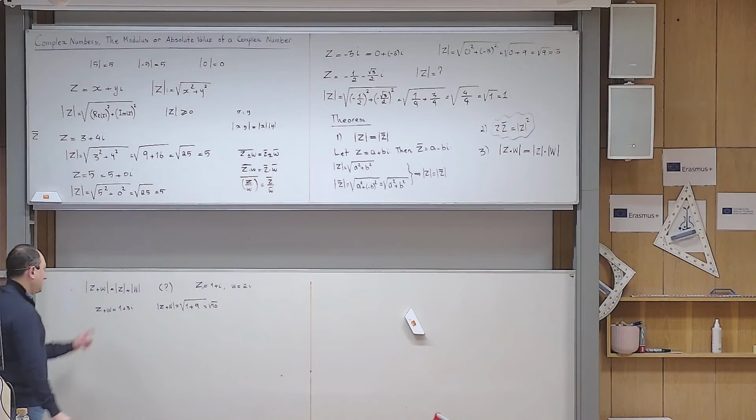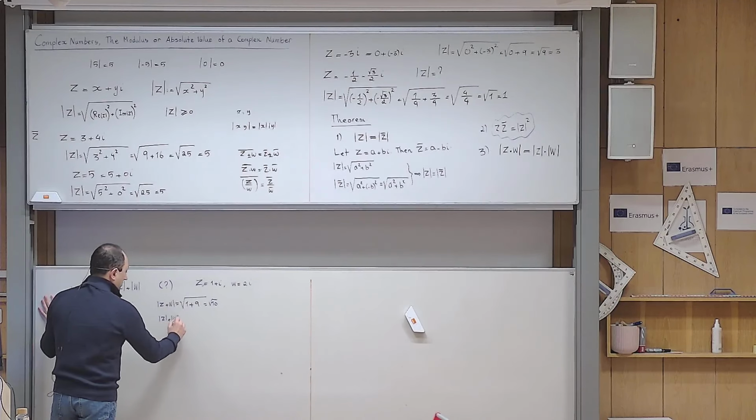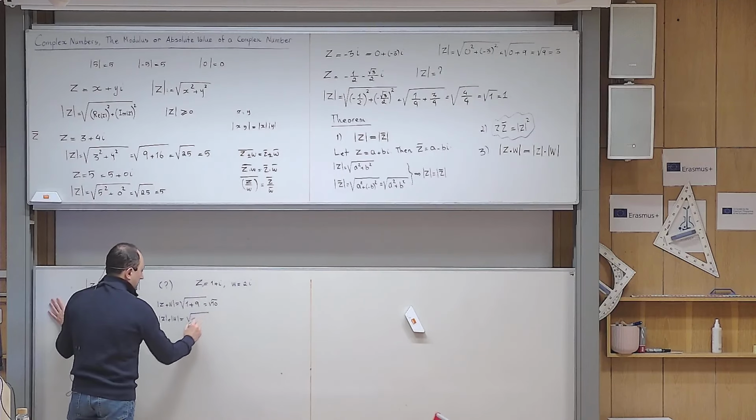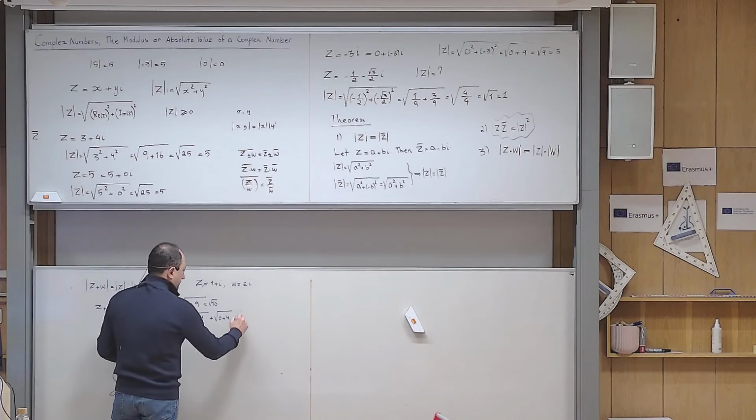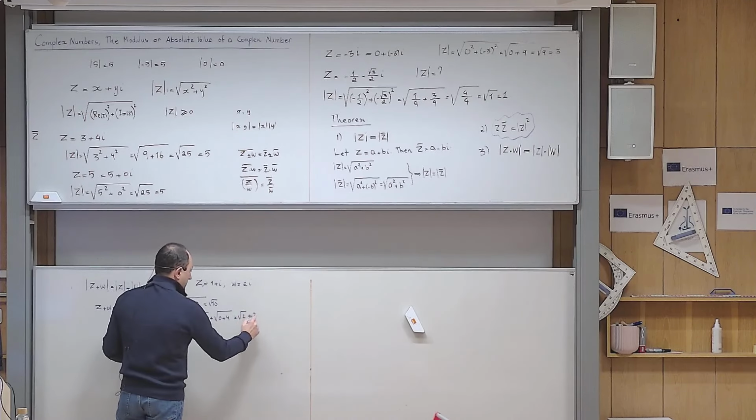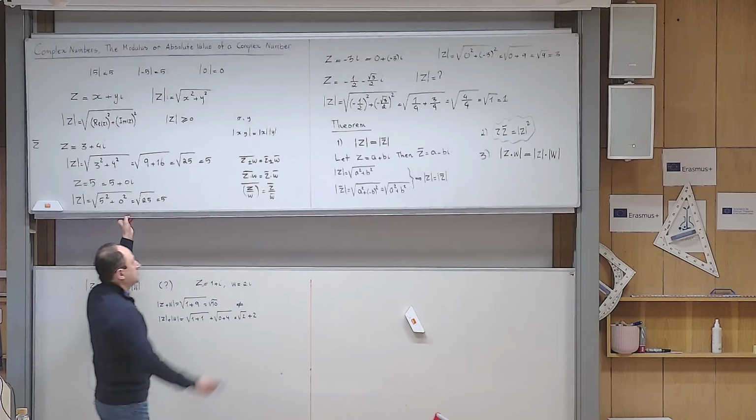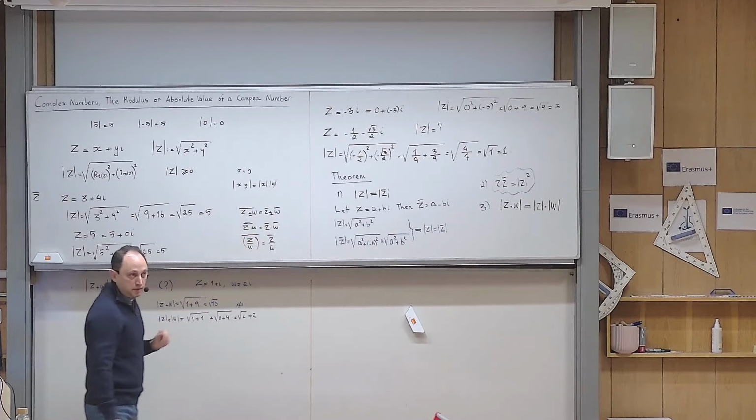But now let us calculate the absolute value of z plus the absolute value of w. What happens? The absolute value of z is the square root of 1 plus 1. The absolute value of w is what? The square root of 0 plus 4. So this becomes the square root of 2, and this becomes 2. And then you see that these two numbers are not equal. So in general, the first rule, which was true for conjugation, is not true for taking absolute values.